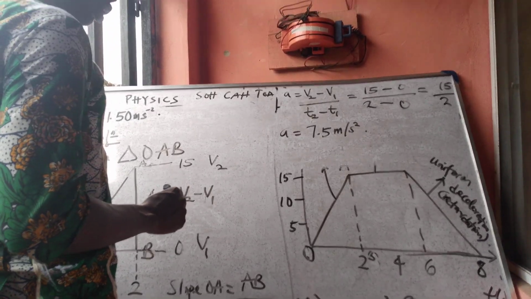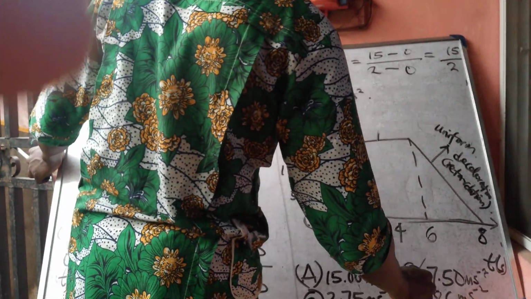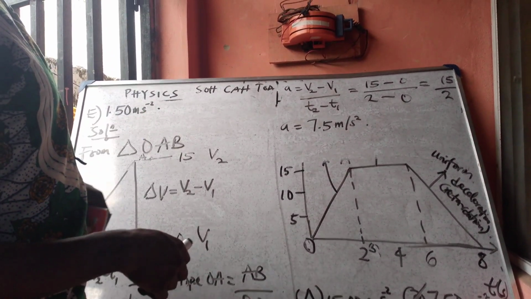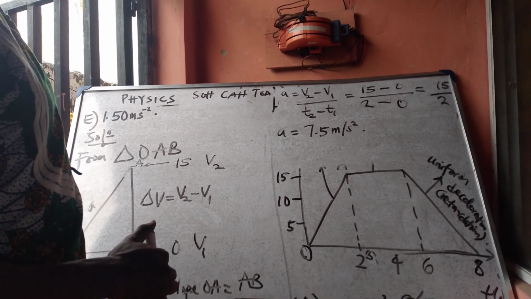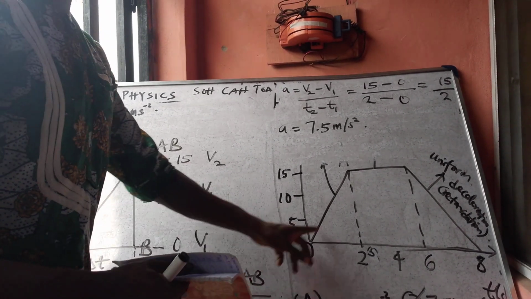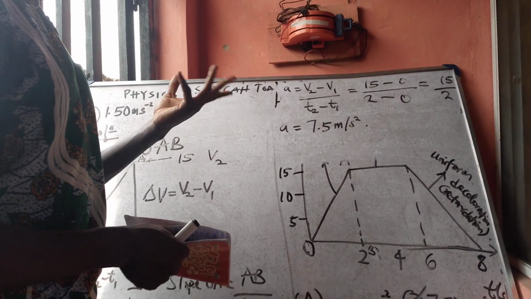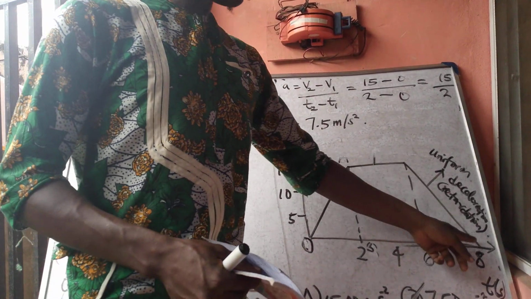And that is option B. B is the answer. That is, the uniform acceleration is 7.5 meters per second square. So we have obtained the acceleration from this component. Now, if you are asked to obtain the deceleration or the retardation, how do you obtain it? The retardation is obtained from this component.